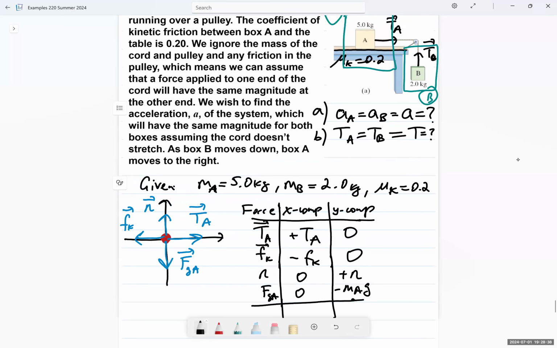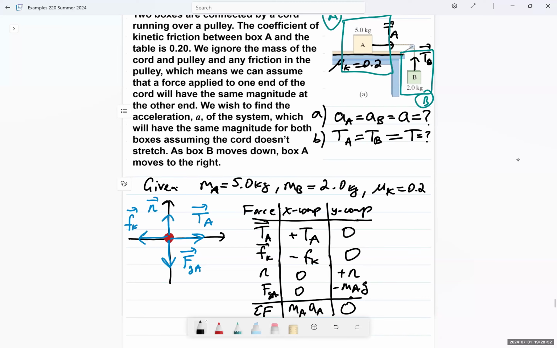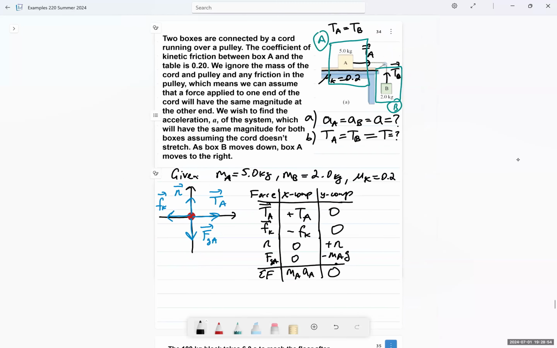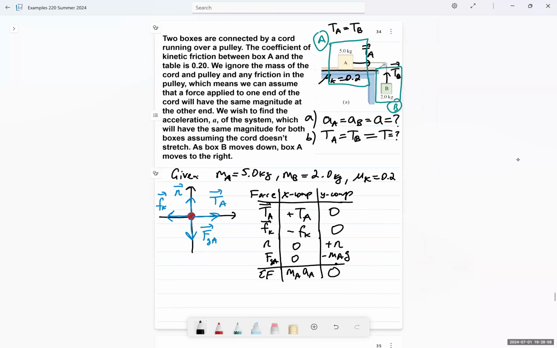Since A is going to be accelerating along the surface of the table, there will be no acceleration in the y direction, but we will have acceleration in the x direction. So this will be the free body diagram and a force table for A. Let me know if you guys have any questions on this.